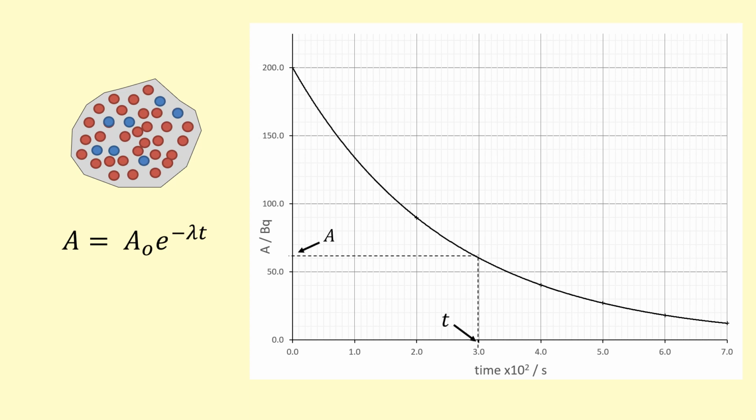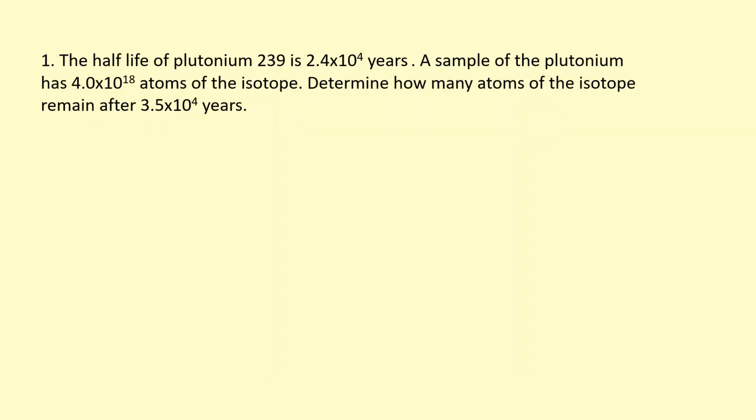A is the activity at some point in time t. We've taken 300 seconds here, but you can use any time and you'll get the corresponding activity. A naught is the initial activity, so in this case we've got 200 becquerels. And of course lambda is the decay constant. The half-life of plutonium-239 is 2.4 times 10 to the 4 years. That's the half-life.